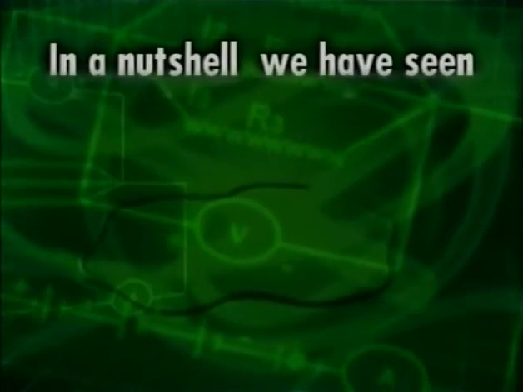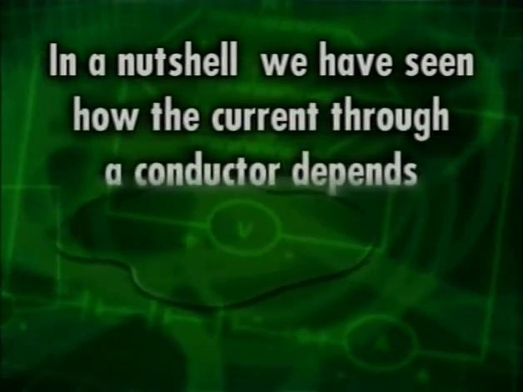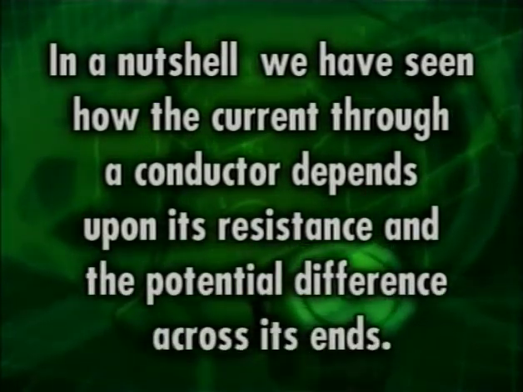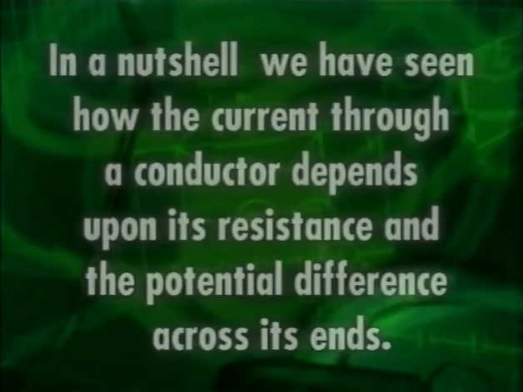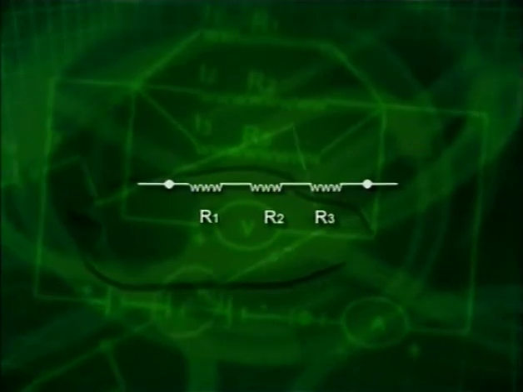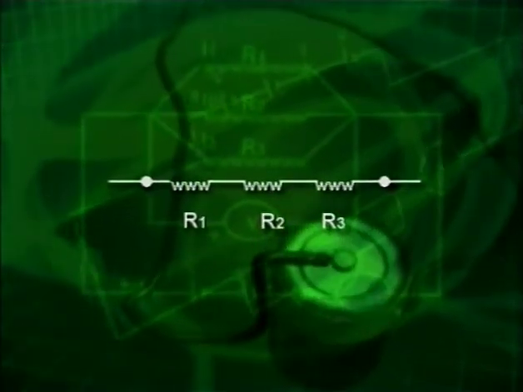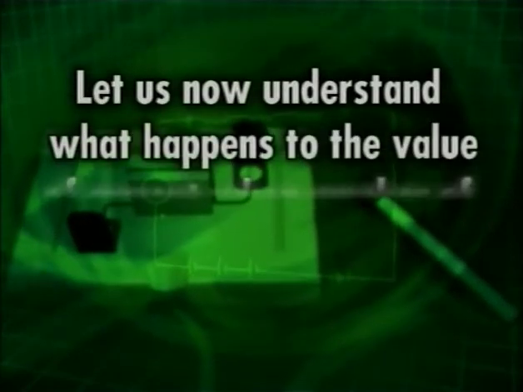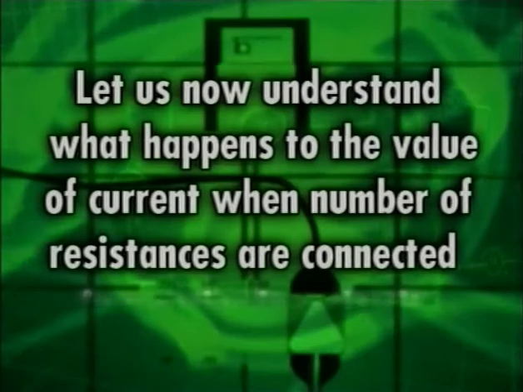In a nutshell, we have seen how the current through a conductor depends upon its resistance and the potential difference across its ends. In various electrical gadgets, resistors are often connected in combinations. There are two popular combinations: resistances in series. When the resistances are joined end to end, such a combination of resistances is known as resistances in series. Let us now understand what happens to the value of current when a number of resistances are connected in series in a circuit.